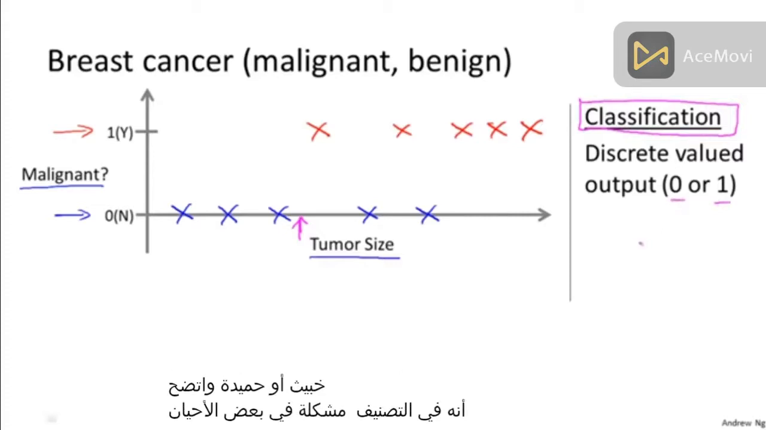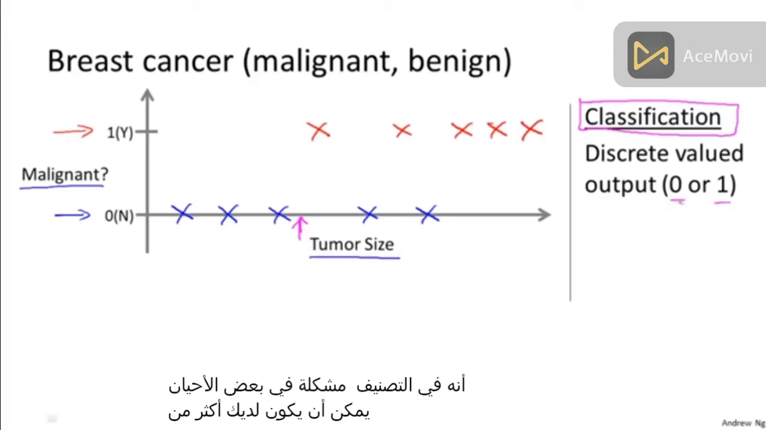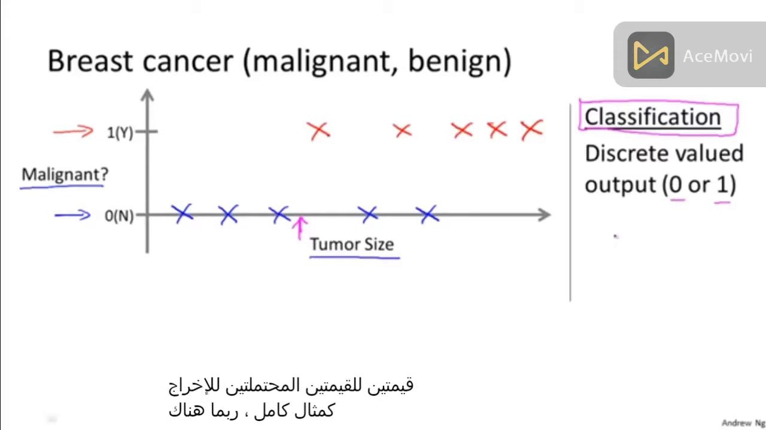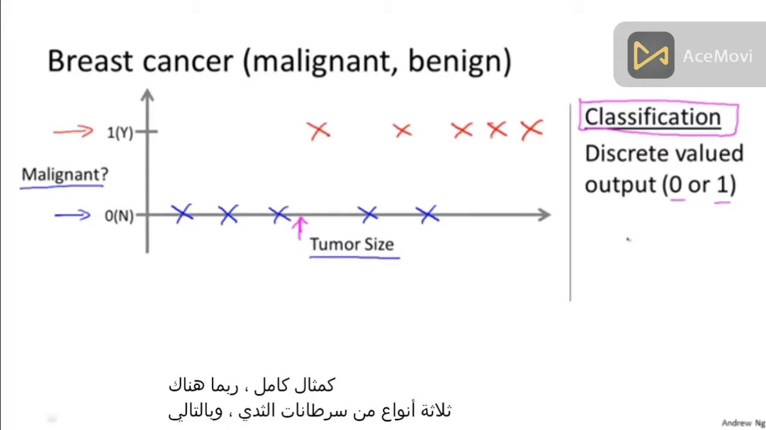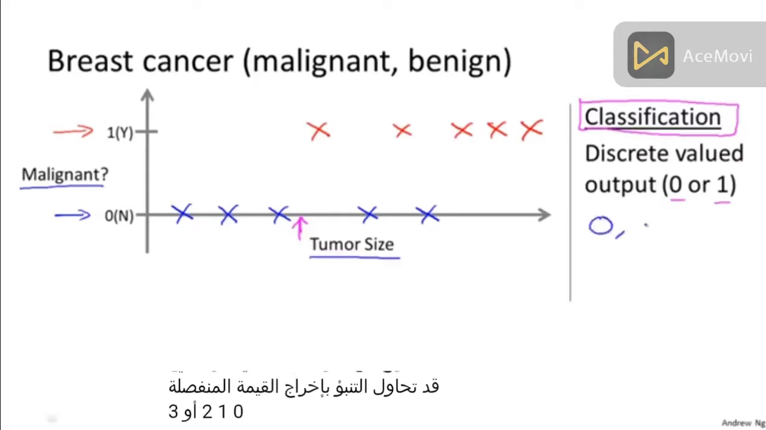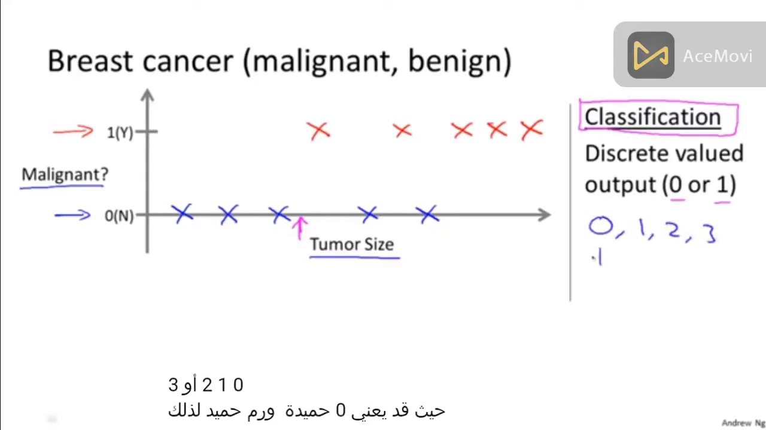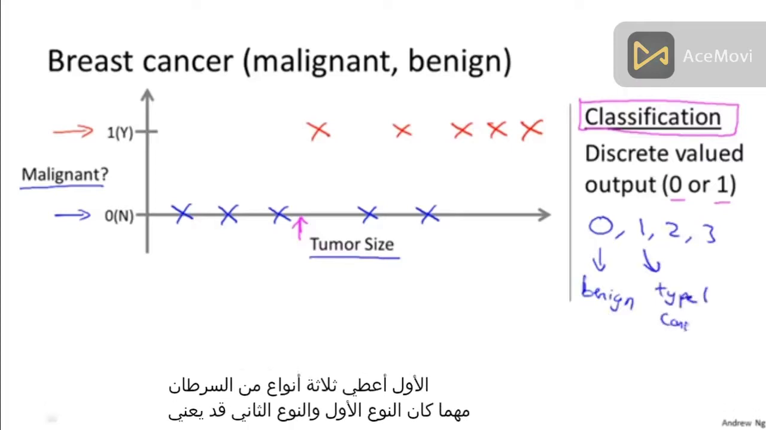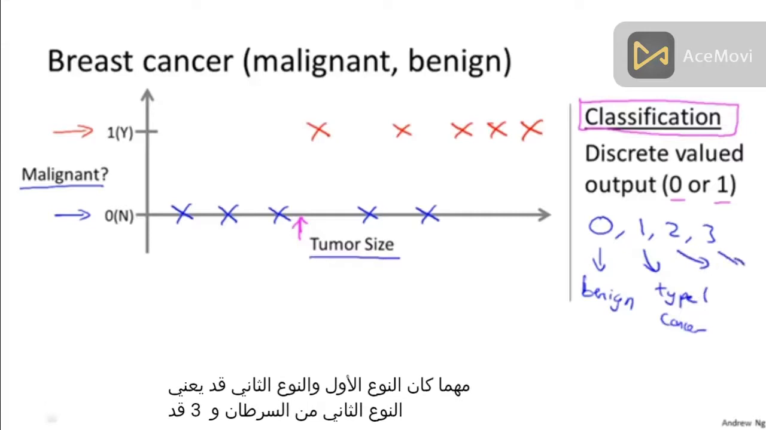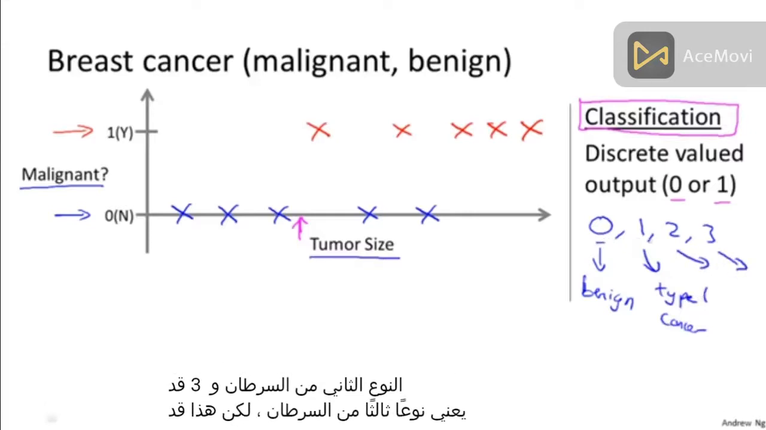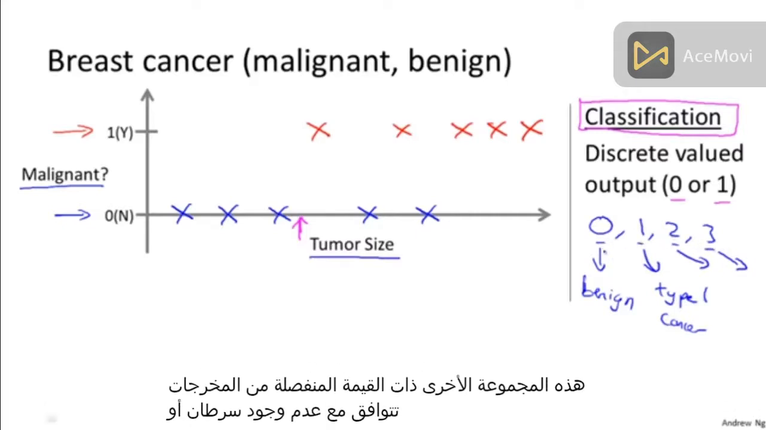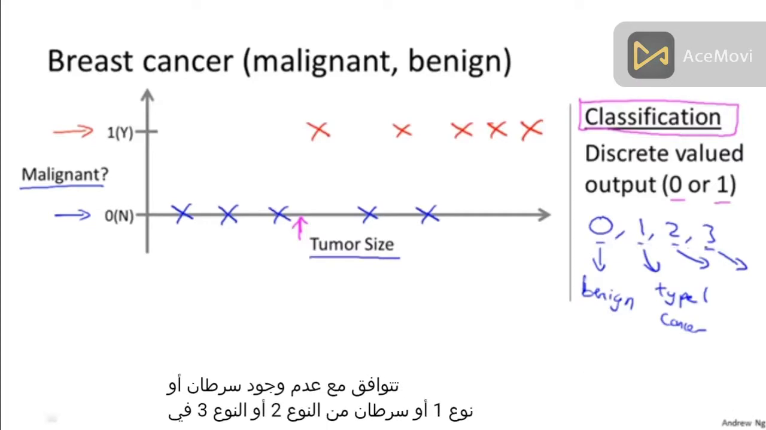And it turns out that in classification problems, sometimes you can have more than two possible values for the output. As a concrete example, maybe there are 3 types of breast cancers, and so you may try to predict a discrete value output 0, 1, 2, or 3, where 0 may mean benign tumor, so no cancer, and 1 may mean type 1 cancer, whatever type 1 means, and 2 may mean the second type of cancer, and 3 may mean the third type of cancer. But this would also be a classification problem because there's a discrete value set of outputs corresponding to no cancer, or cancer type 1, or cancer type 2, or cancer type 3.